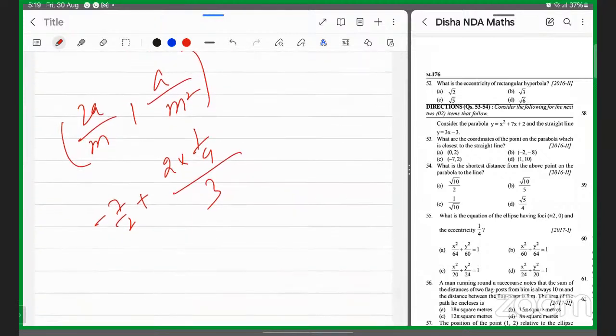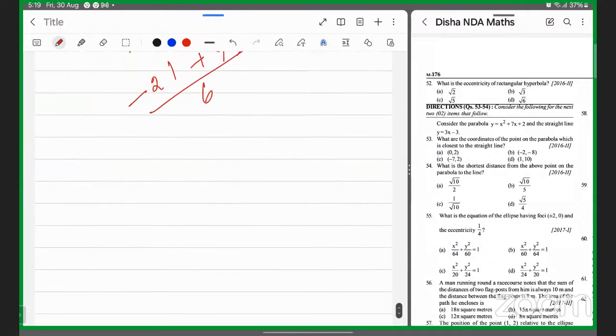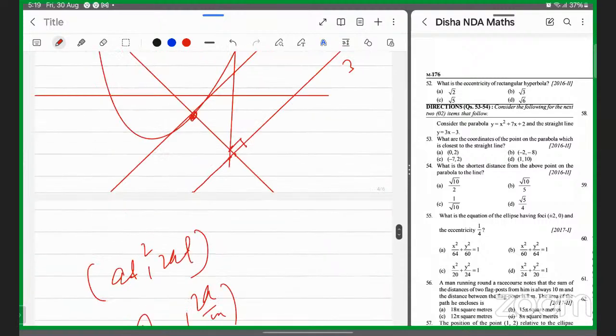So you will get here minus 7, 2 to the 4, 2 by 3, 7 3 is 21, and 4 upon 6, the 17. First, am I doing wrong? Am I doing wrong? The concept is correct, no problem.